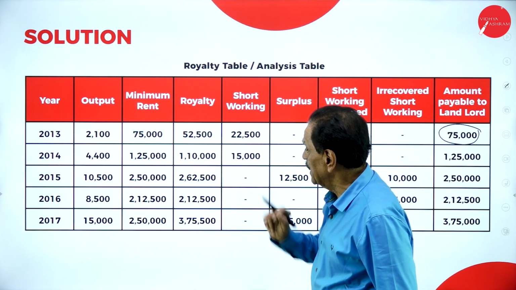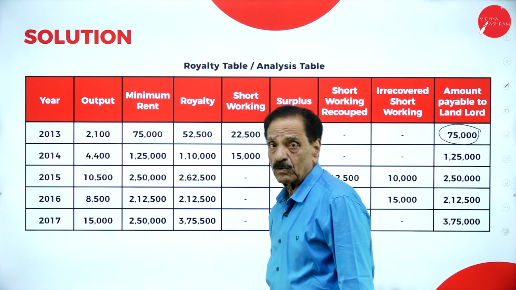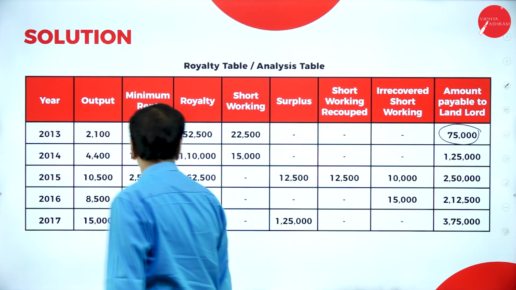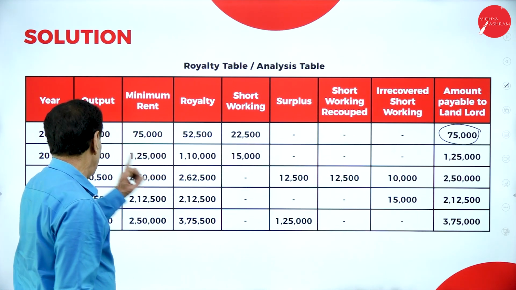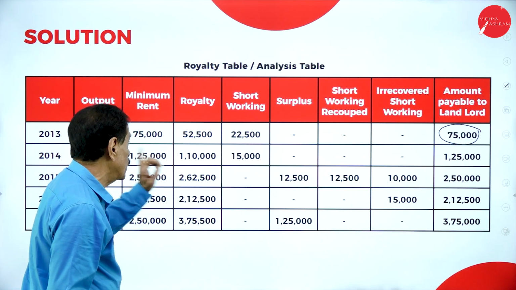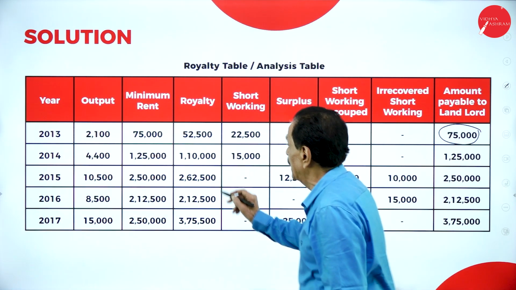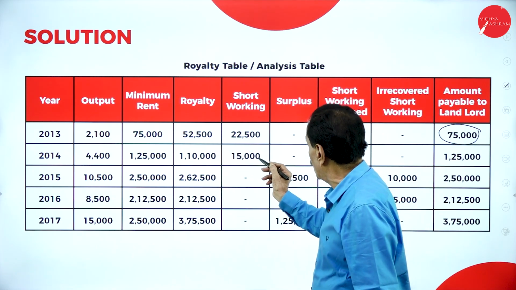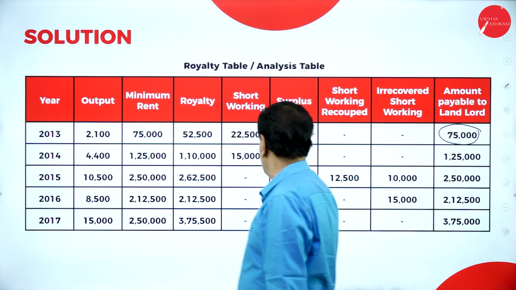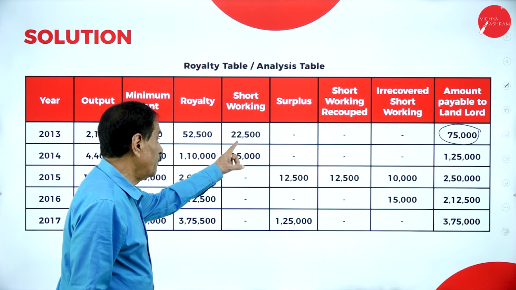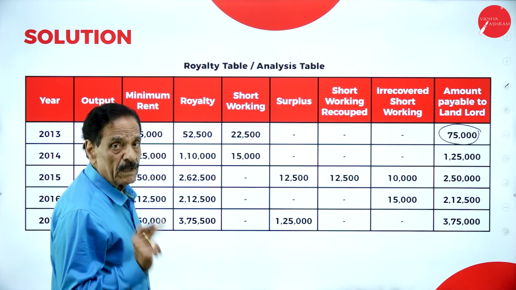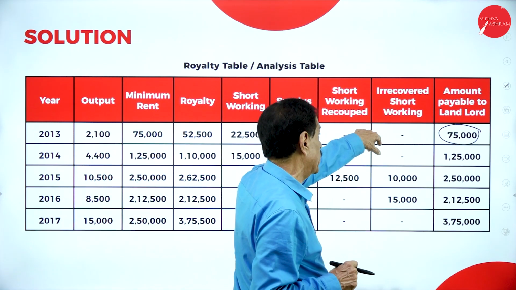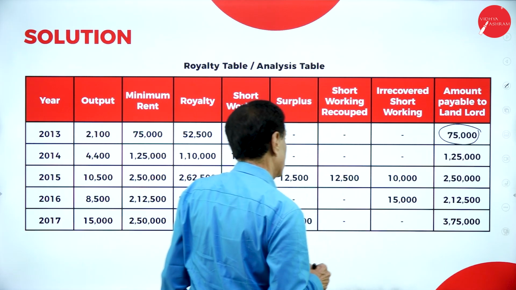Come back to the second year. Your output is 4,400. Minimum rent is 1,25,000 as per the problem. So 25 into 4,400 is 1,10,000. This is the royalty. This is the minimum rent. Whichever is more, payable is 1,25,000. How much shortage? 15,000. So this 22,500 should be recovered in the next year. If it is not recovered, then it is irrecoverable; transfer to irrecoverable short working means transfer to profit and loss account.